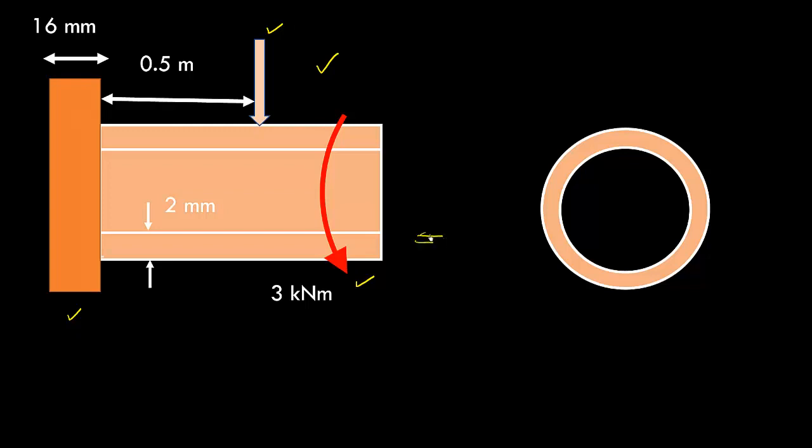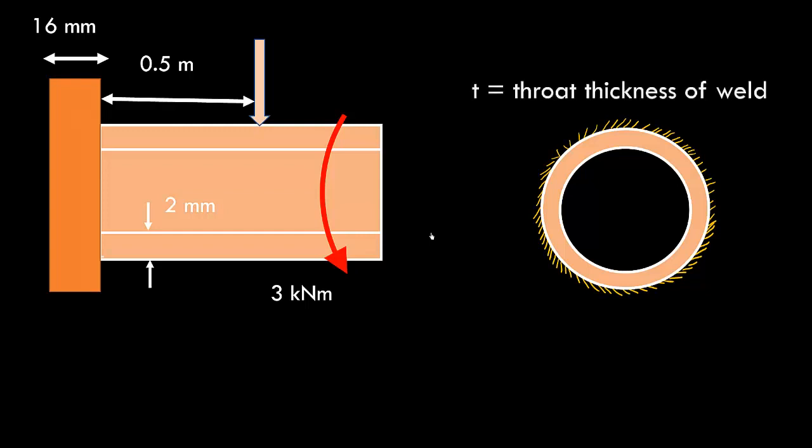Now if you look from this side, at this pipe, you will see the circular dimension, and the welding is done along the periphery. Something like this. Let's say t is the throat thickness of this weld. Now we have to find what are the stresses that will be generated inside this weld.